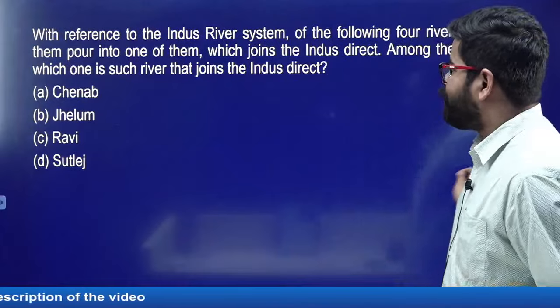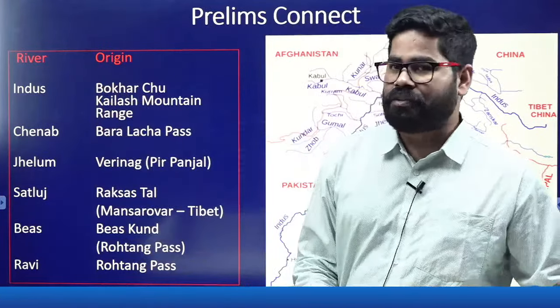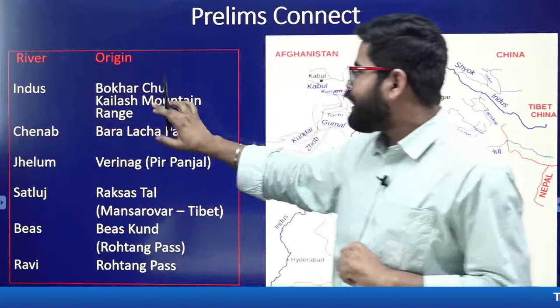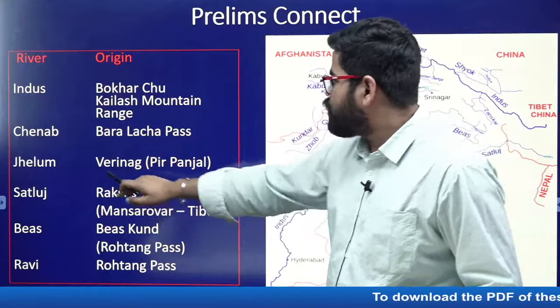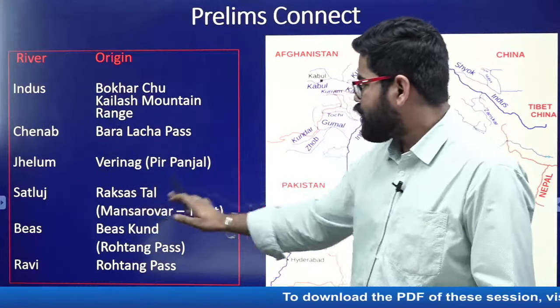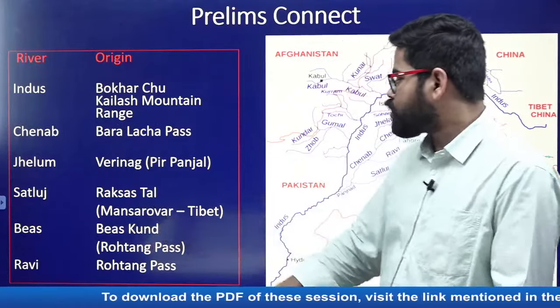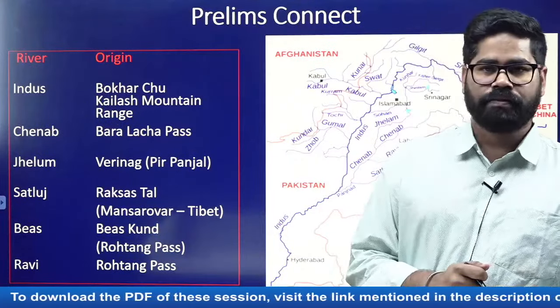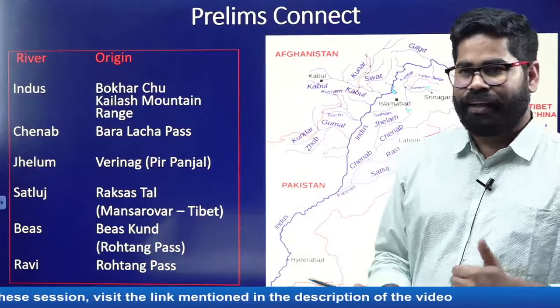Now see, while we are reading this, you can also see the origin of this. Indus river is originating at Bokhar Chu in Kailash mountain range, Chenab at Baralacha Pass, Jhelum at Verinag, Satluj at Rakshastal near Mansarovar, and then the river Beas is from Beas Kund and Ravi is from Rohtang Pass. So these are the origins of these different rivers. You can see there.